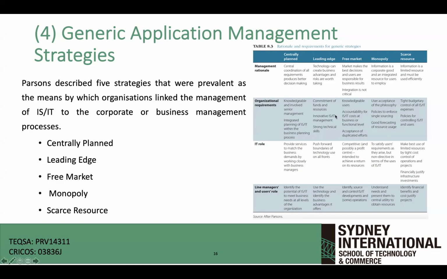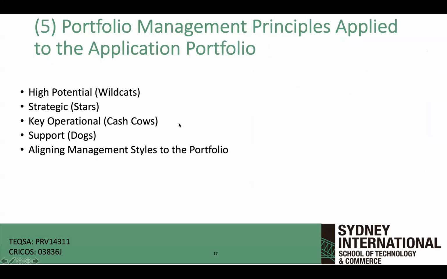So you often have a free market where you are allowed to choose whatever investments you would like to do in whatever applications you need to work on. But that's not available all the time. Some organizations have very scarce resources. Information is a limited resource and must be used efficiently. We can't allow everybody to use and do whatever they would like at a particular point of time. So when we're thinking about all of these portfolio management principles, we think about where we are going to be making our investments.